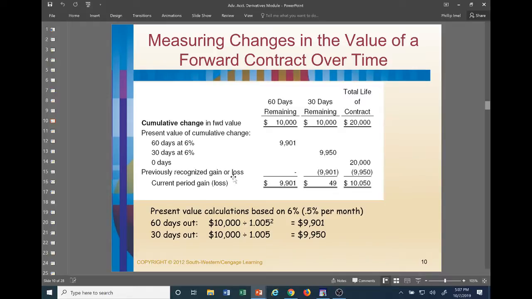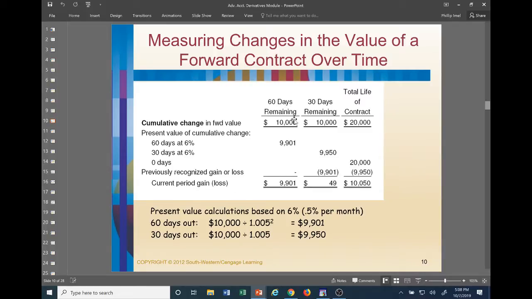Previously recognized gain or loss. Right here we can see the $10,000, 9,901. Previously recognized gain. We're not taking anything away from it because prior to it there was no gain. What about 30 days remaining? Previously recognized gain, 9,901. Here's the gain right here, because remember the present value of the cumulative change was a gain. So we have to reduce that from the present value at 30 days at 6%, which will give us $49. And this is the current period gain or loss.